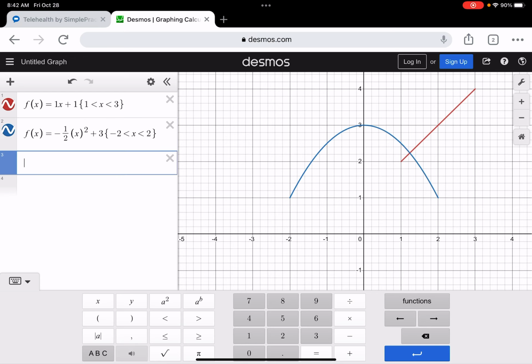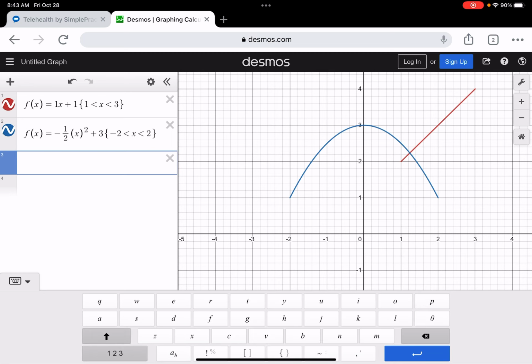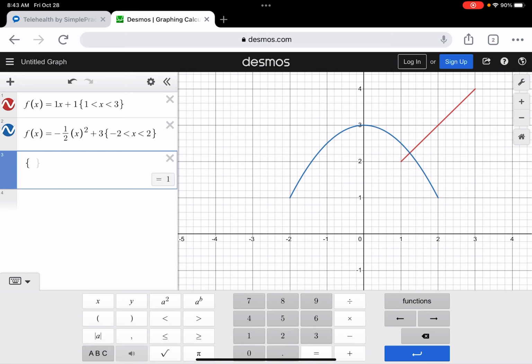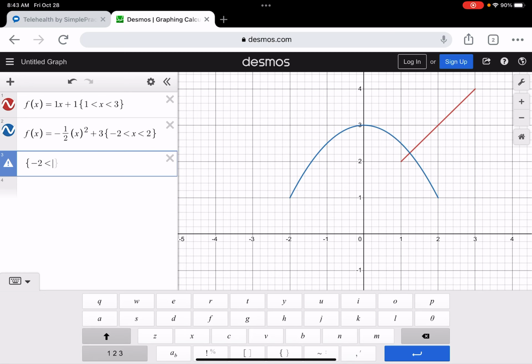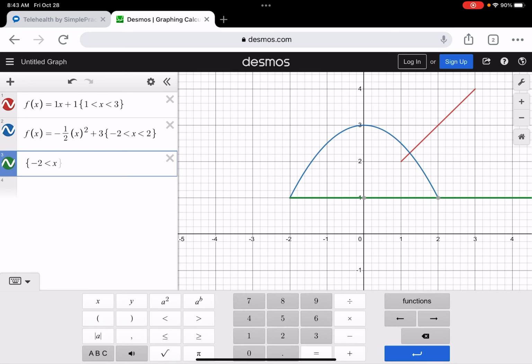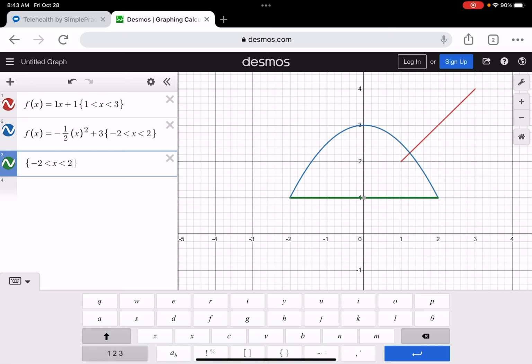So we need to add another line. It's going to be this line right here. So I'm going to keep the same restricted domain. -2 is less than x, which is less than +2.